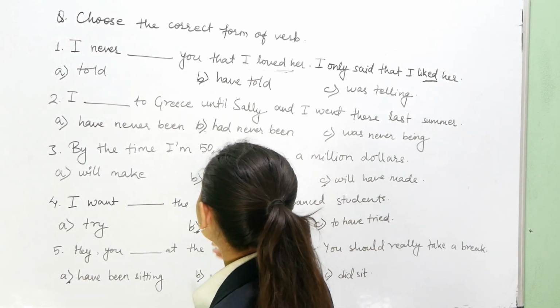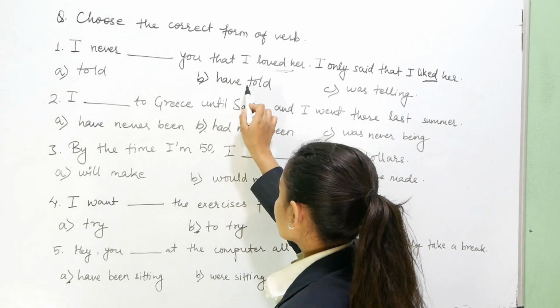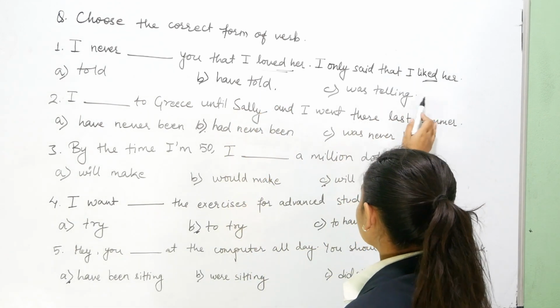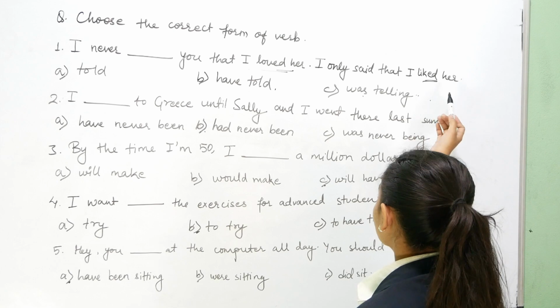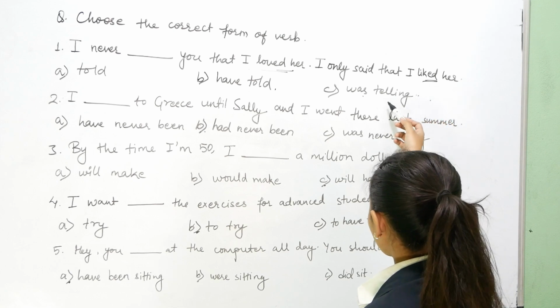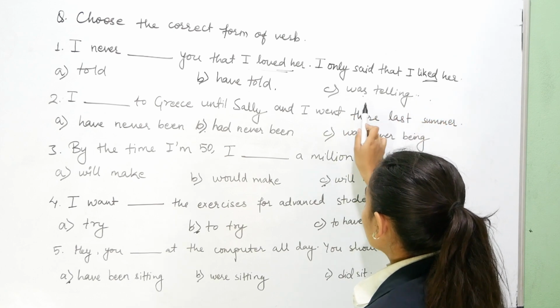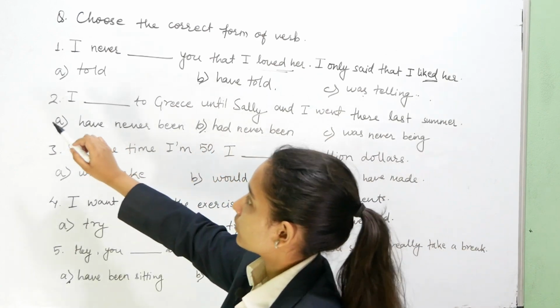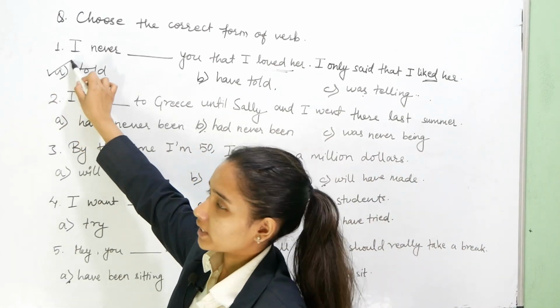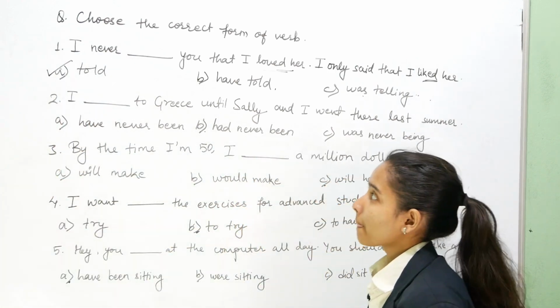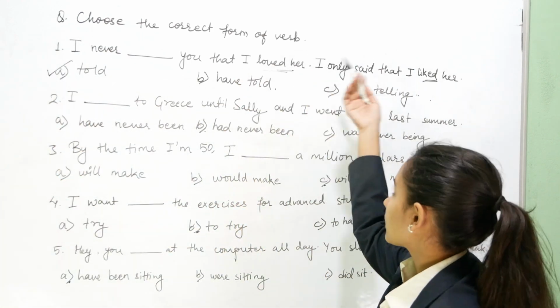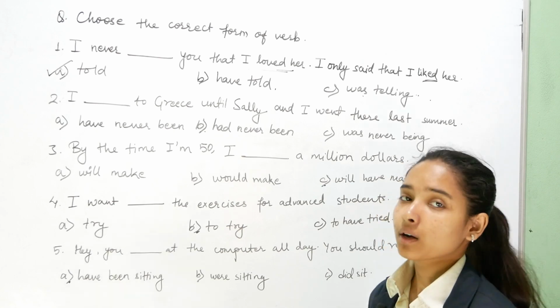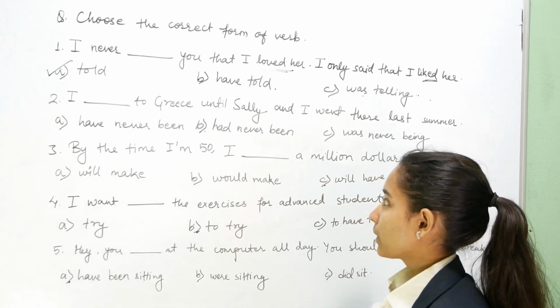अब V2 चाहिँ कुन हो भने have plus V2 no. Was telling, this is like was plus V4. So both of these are eliminated from the options. So the only option we are left with is told, and the correct answer is also told. So I never told you that I loved her. I only said that I liked her. Moving on to the next questions that we have.